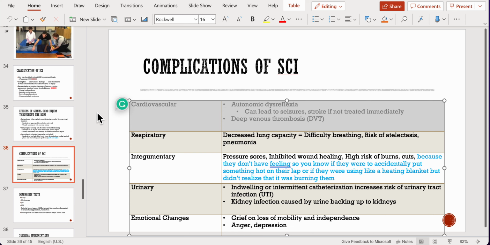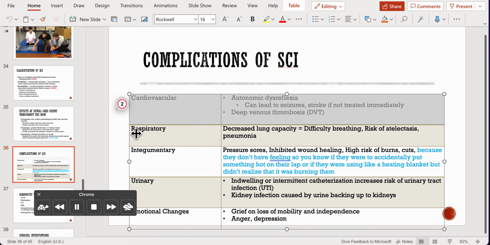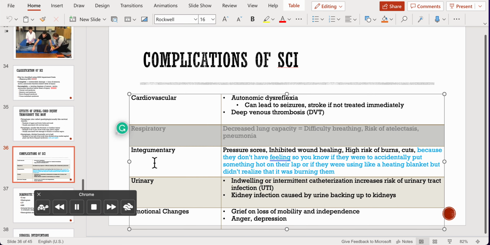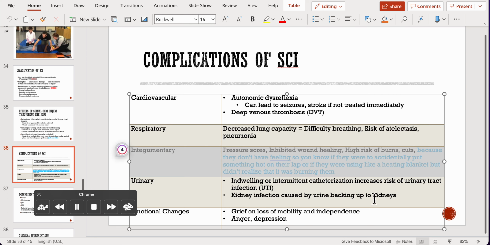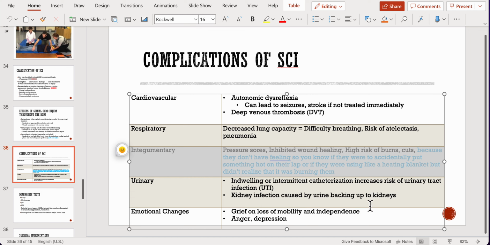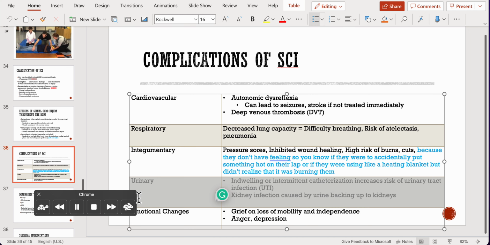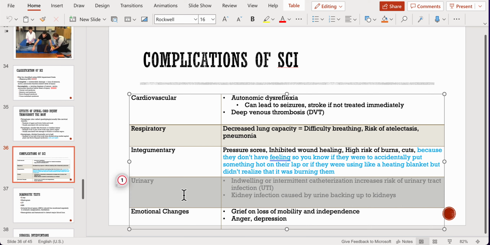Complications of SCI. Cardiovascular: autonomic dysreflexia can lead to seizures, stroke if not treated immediately. Respiratory: decreased lung capacity equals difficulty breathing, risk of atelectasis, pneumonia. Integumentary: pressure sores, inhibited wound healing, high risk of burns and cuts, because they don't have feeling. So if they were to accidentally put something hot on their lap, or were using a heating blanket, they might not realize it was burning them.